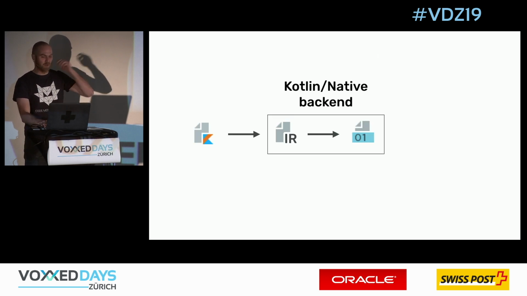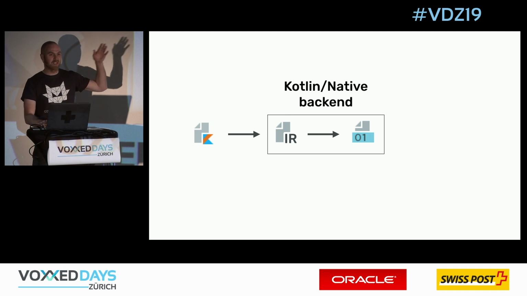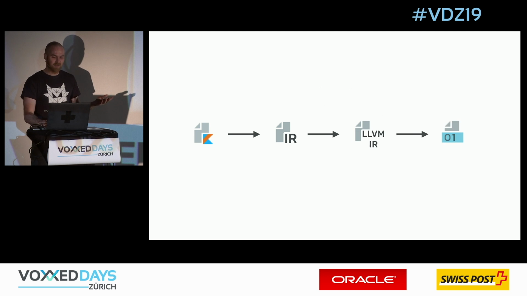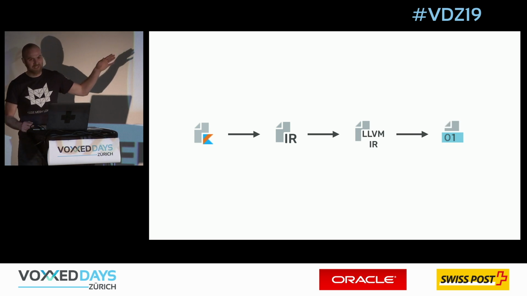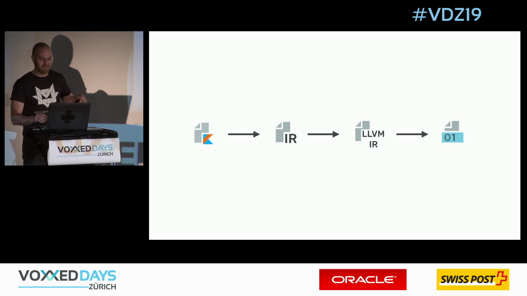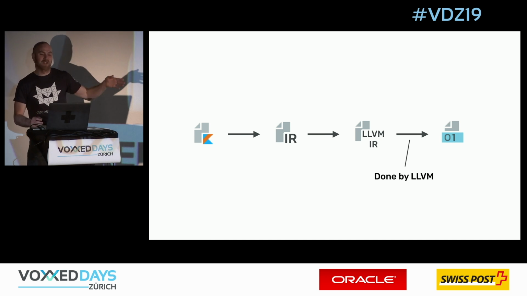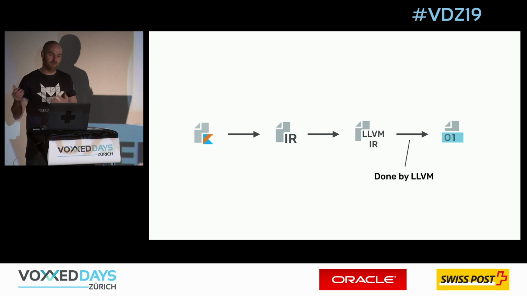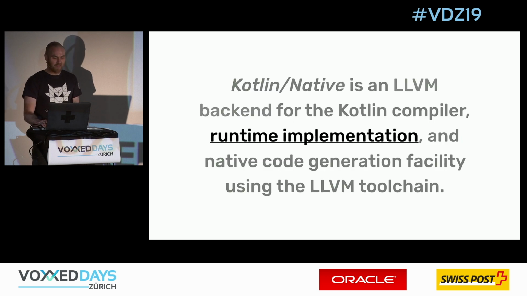So to expand on what I showed before, there was the Kotlin Native backend, right? It goes into binaries. In reality, it's slightly different. It goes from intermediate representation into LLVM intermediate representation. And the last step is done by LLVM itself. So this way, Kotlin Native just reuses all the infrastructure. So it essentially supports all the platforms that LLVM supports. And that was about LLVM.